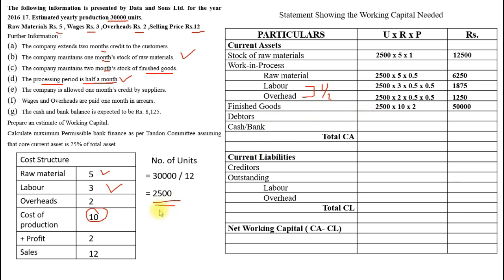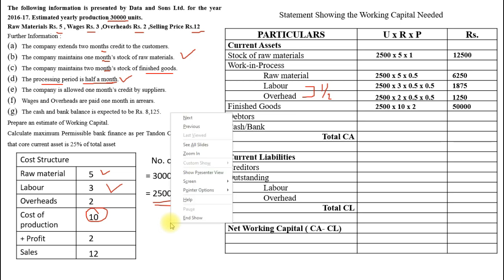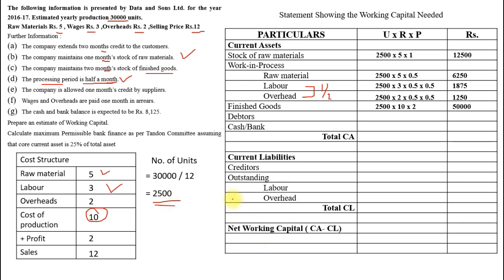Next, for debtors, it will be 2500 into the sales selling price, which is 12 rupees, into the period of debtors, 2 months. So 2500 into 12 into 2, which comes to 60,000. Cash given is 8125, so we take it as it is. We add up the total current assets, and we get the total as 1,40,000.